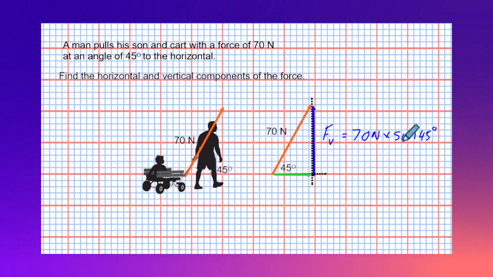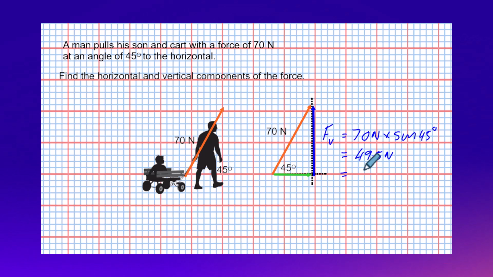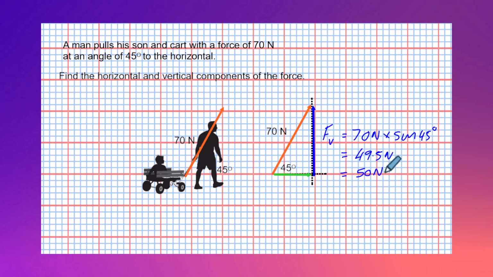You can do that once again with the triangle to make sure we have got that. If you can't remember the little rule of thumb, because it's in the air, we put in sine. So we can work that out then. FV is going to give you 70 times sine 45, and the answer is 49.5 newtons. We can put that to one significant figure and call it 50 newtons.